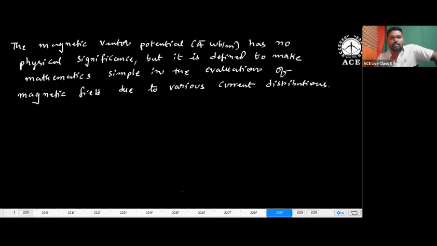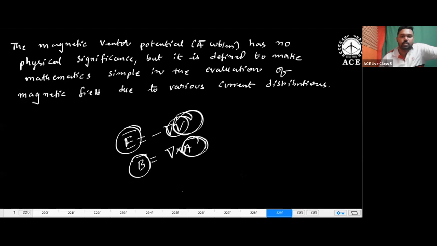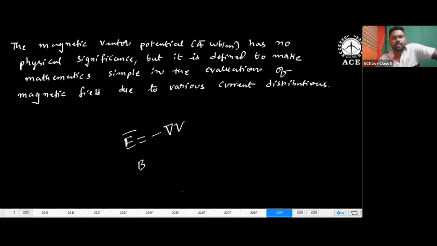Electrostatic potential has a significance. It is the work done by the unit charge. Actually, it is a historical reason. Suppose you develop one vector from the other, you find out one field from the other field: E is equal to minus gradient of V, and then B is equal to del cross A. So the E is developed from the gradient of V, so this is called potential. B is developed from curl of A, so this is called potential. With that reference, it is called potential, but it has got no meaning. If something is developed from another thing, the other thing is called potential.